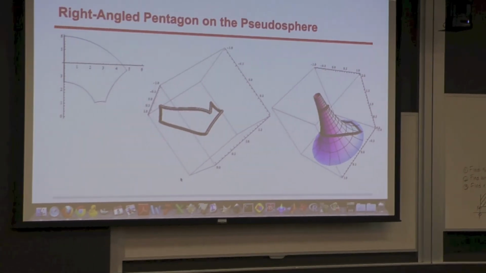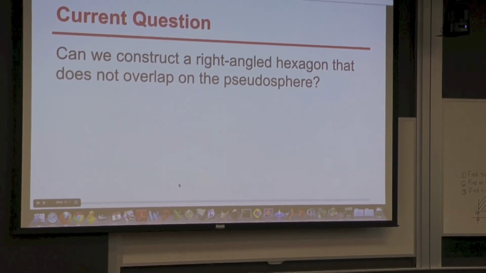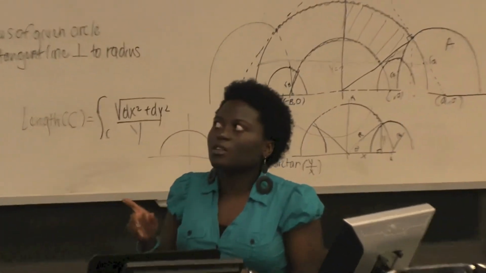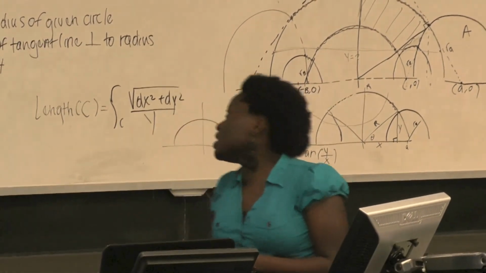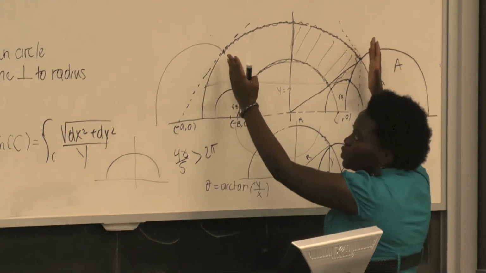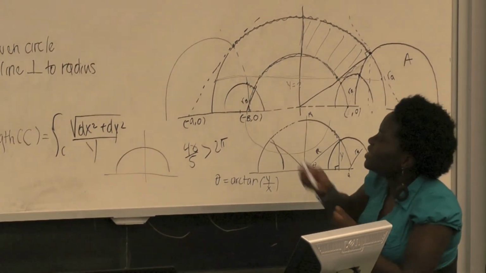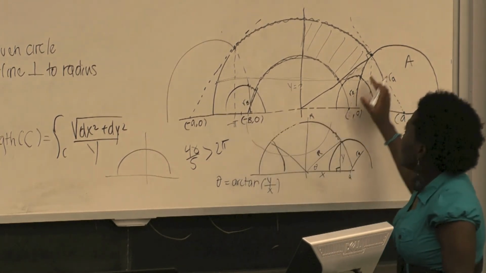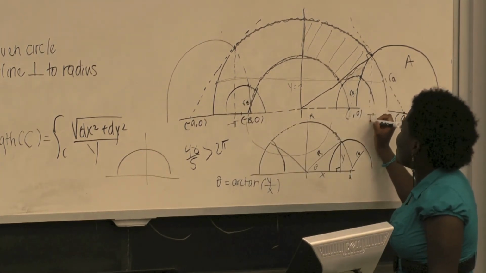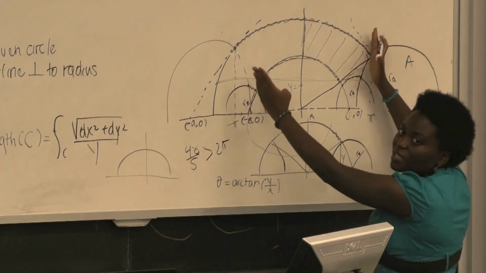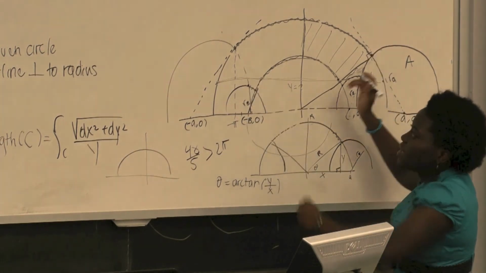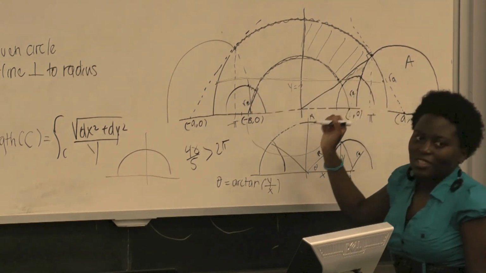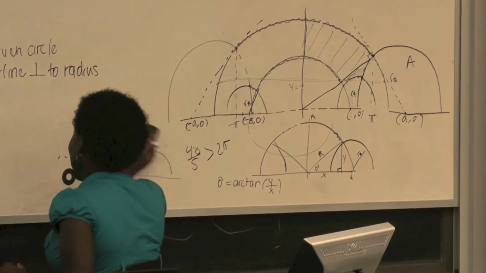And so I guess I will end by saying that I'm still trying to figure out a way to construct a right angle heptagon that does not overlap on the pseudosphere. We have this restriction that it has to be within 2 pi. So we want this point right here to be at negative pi, and this point right here to be at pi. So we want to fit all this in 2 pi of space, and then we want all these intersections to be above y equal to 1. I'll draw a better picture here.